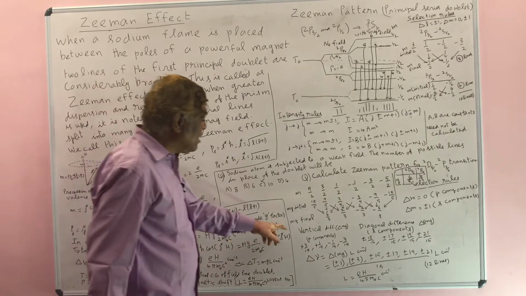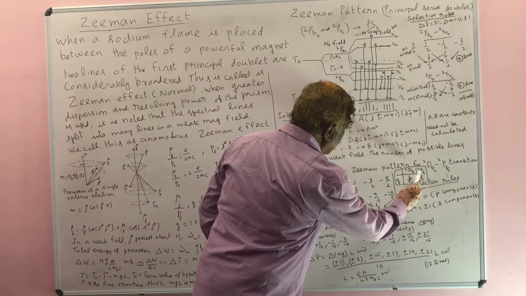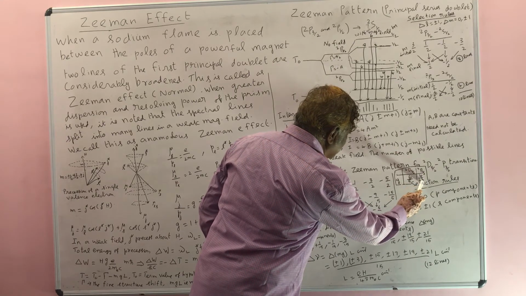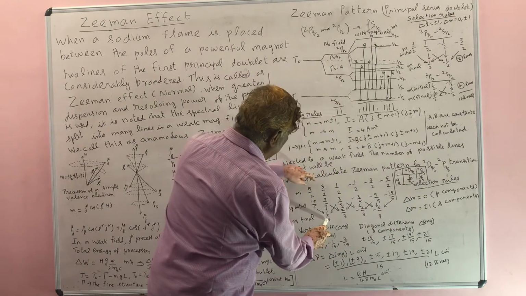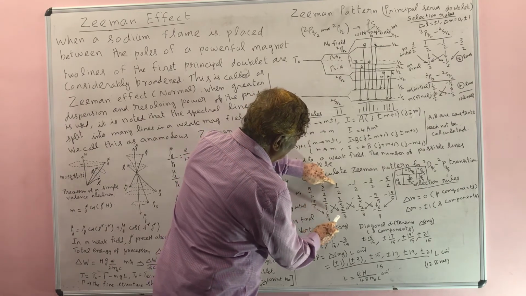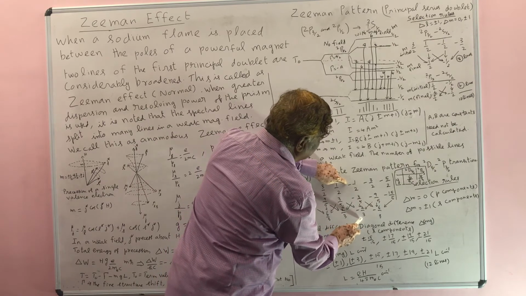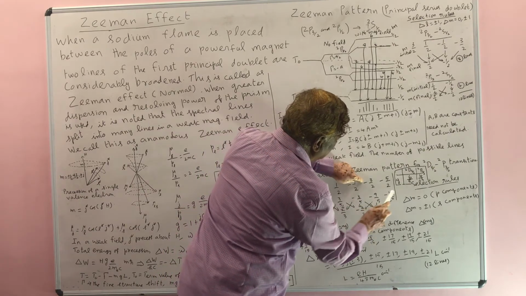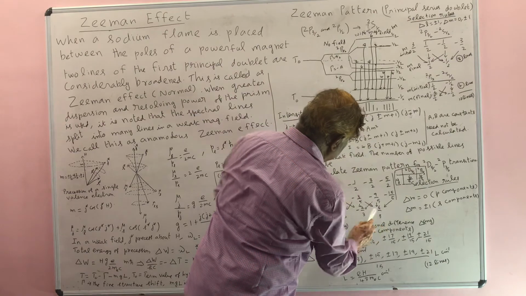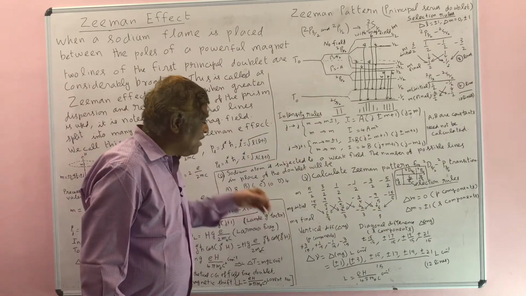Let us calculate mg final. So you take this one. This is the final level. Here the g value is this, and the m value is 3 by 2. 3 by 2 into g is here. Half into 4 by 3 is here. Minus half into 4 by 3 is here. Minus 3 by 2 into 4 by 3. So write the initial mg value, write the final mg value.